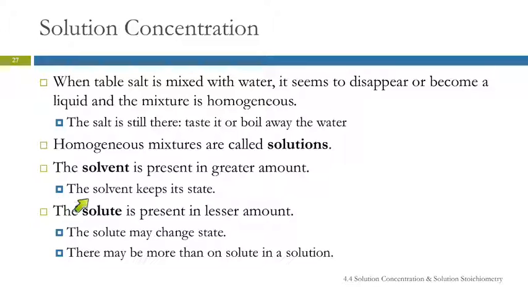Another thing about the solvent is the solvent keeps its state. So in our example here, water was a liquid. The solution is a liquid. The solute is whatever part of the mixture is present in lesser amount. The solute may or may not change state. So the salt was a solid. When we put it with the water and mix it up, now the solution is a liquid. So the solute has changed its state from solid to being dissolved in the liquid. And you can have more than one solute.